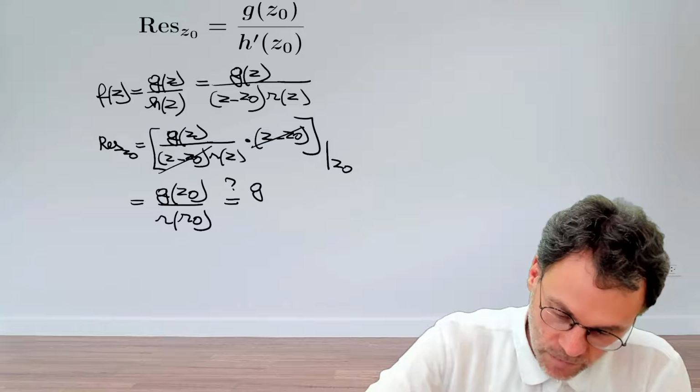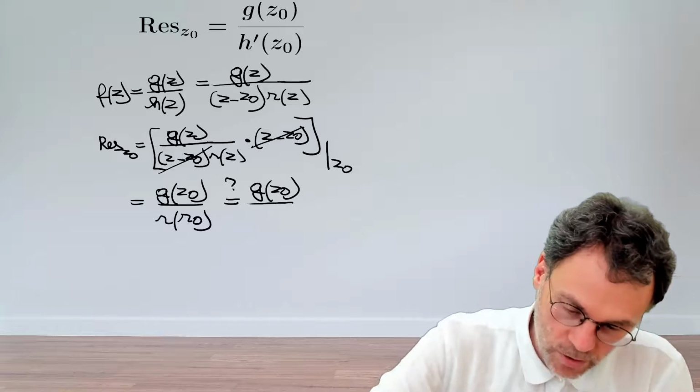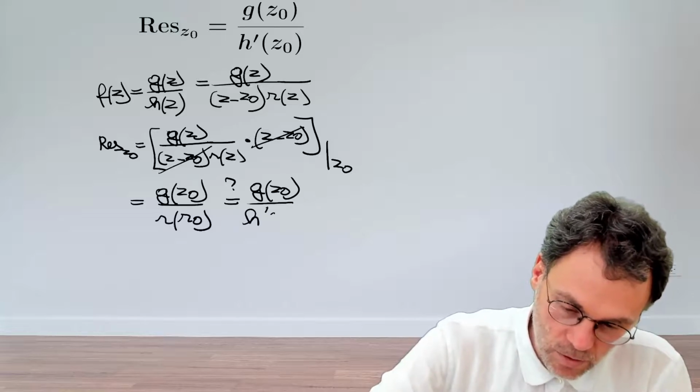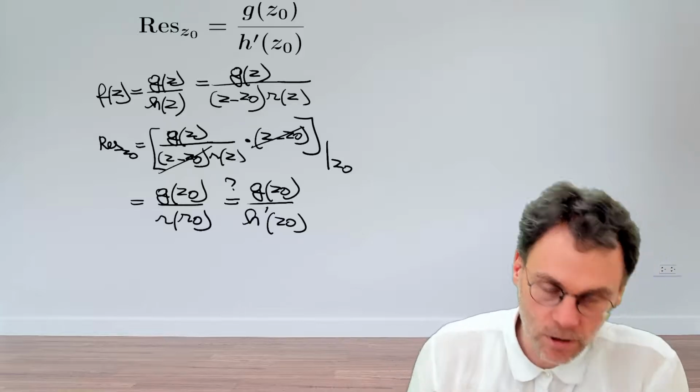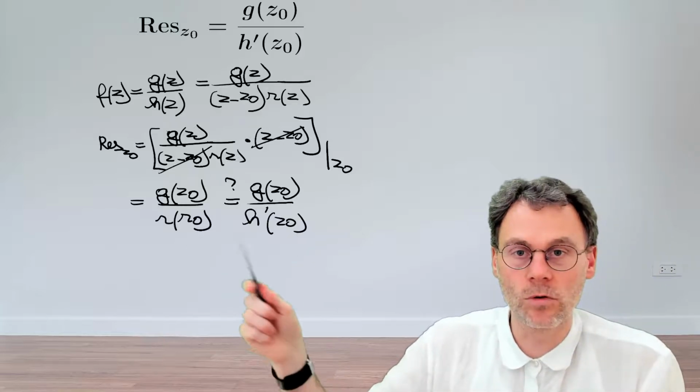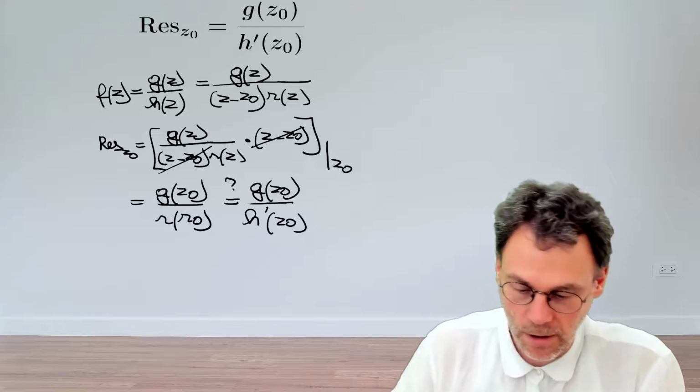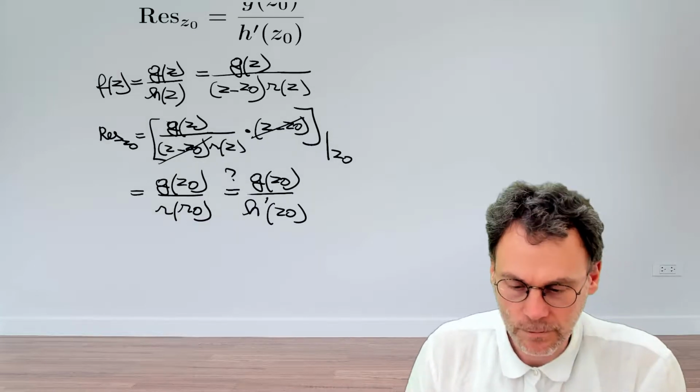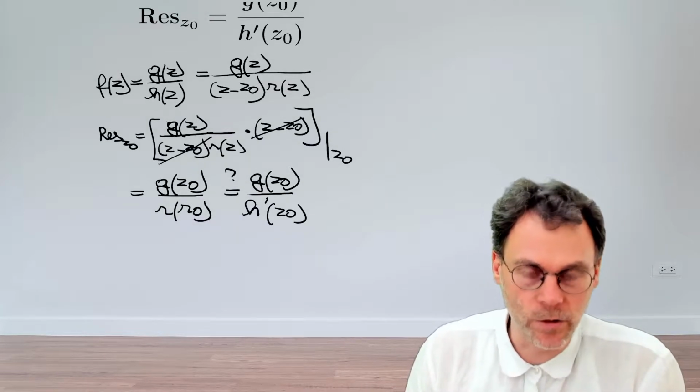So the numerator is fine, but for our denominator, we would like to show that this is equal to the derivative of h at z0. So we have a small little thing to prove, but once we have that, then we're basically in business. However, that's fairly trivial here.